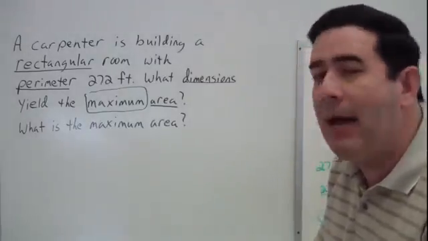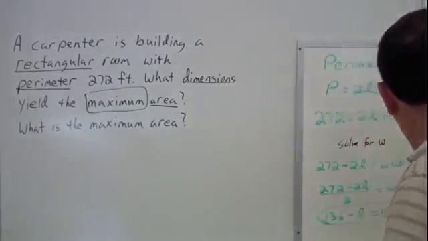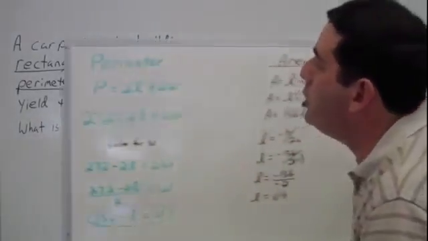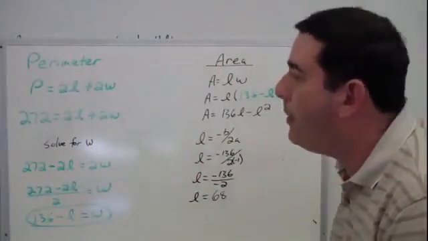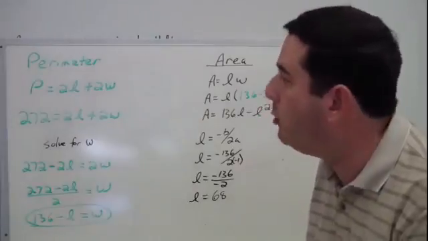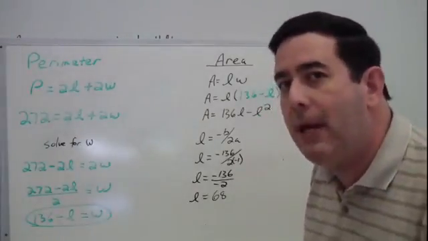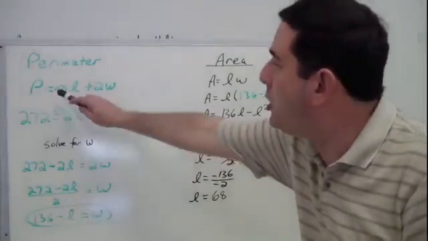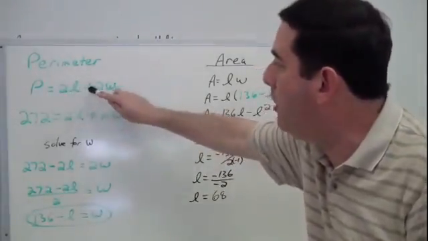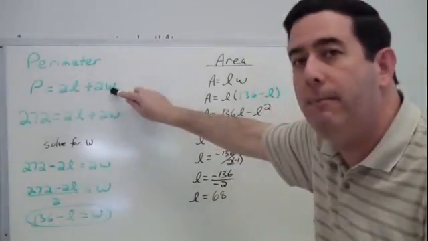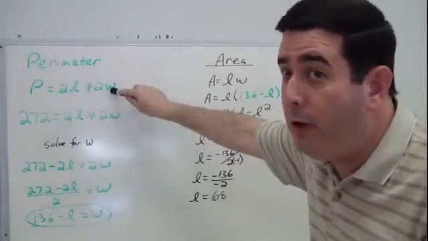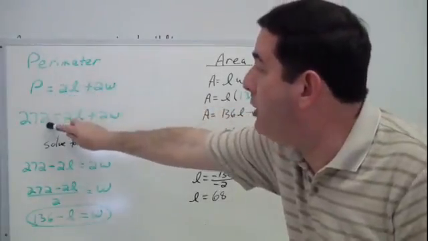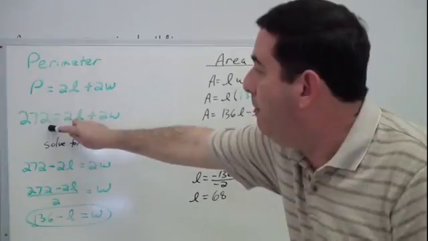So now let's think about the things that we know. We were told about the perimeter of this room. Well, you've known since about 6th grade how to find perimeter for a rectangle. It's just P is equal to 2L plus 2W. We were given the perimeter. That was 272 feet.